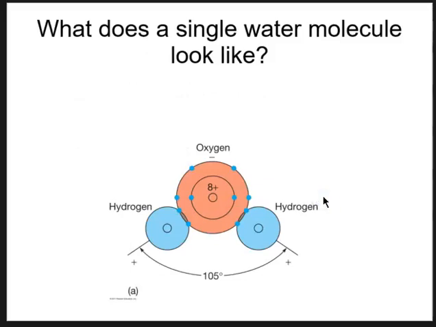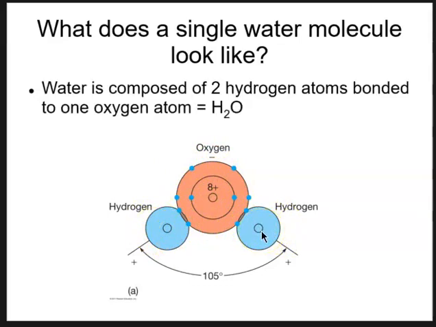Okay, so a single water molecule is shown here. It's composed of one atom of oxygen, which is represented in red here, and two atoms of hydrogen, which are represented in blue here. So water is composed of two hydrogen atoms bonded to one oxygen atom. We write that as H2O. The 2 next to the H means that there are two atoms of hydrogen, and there's no number to the right of the O, which means that there's one atom of oxygen.